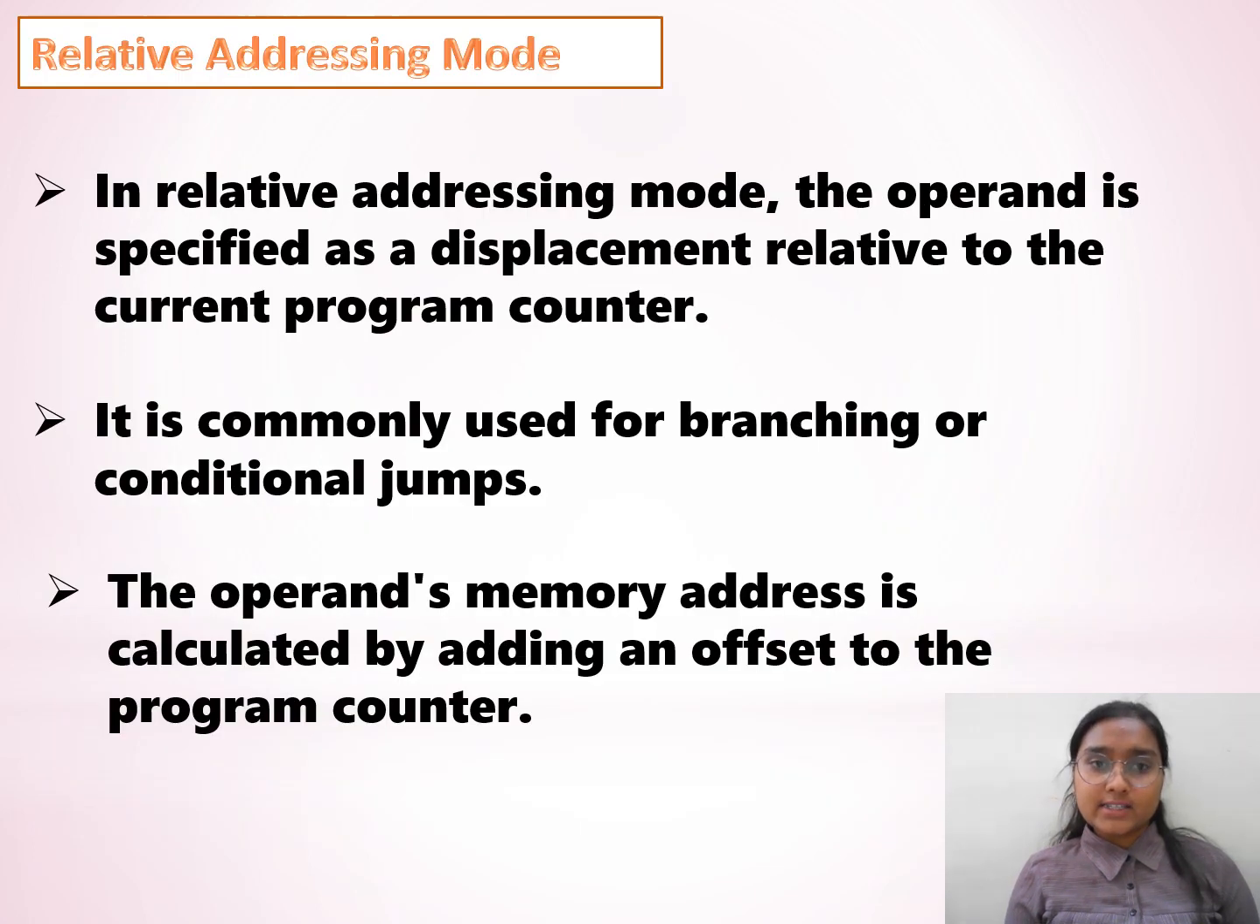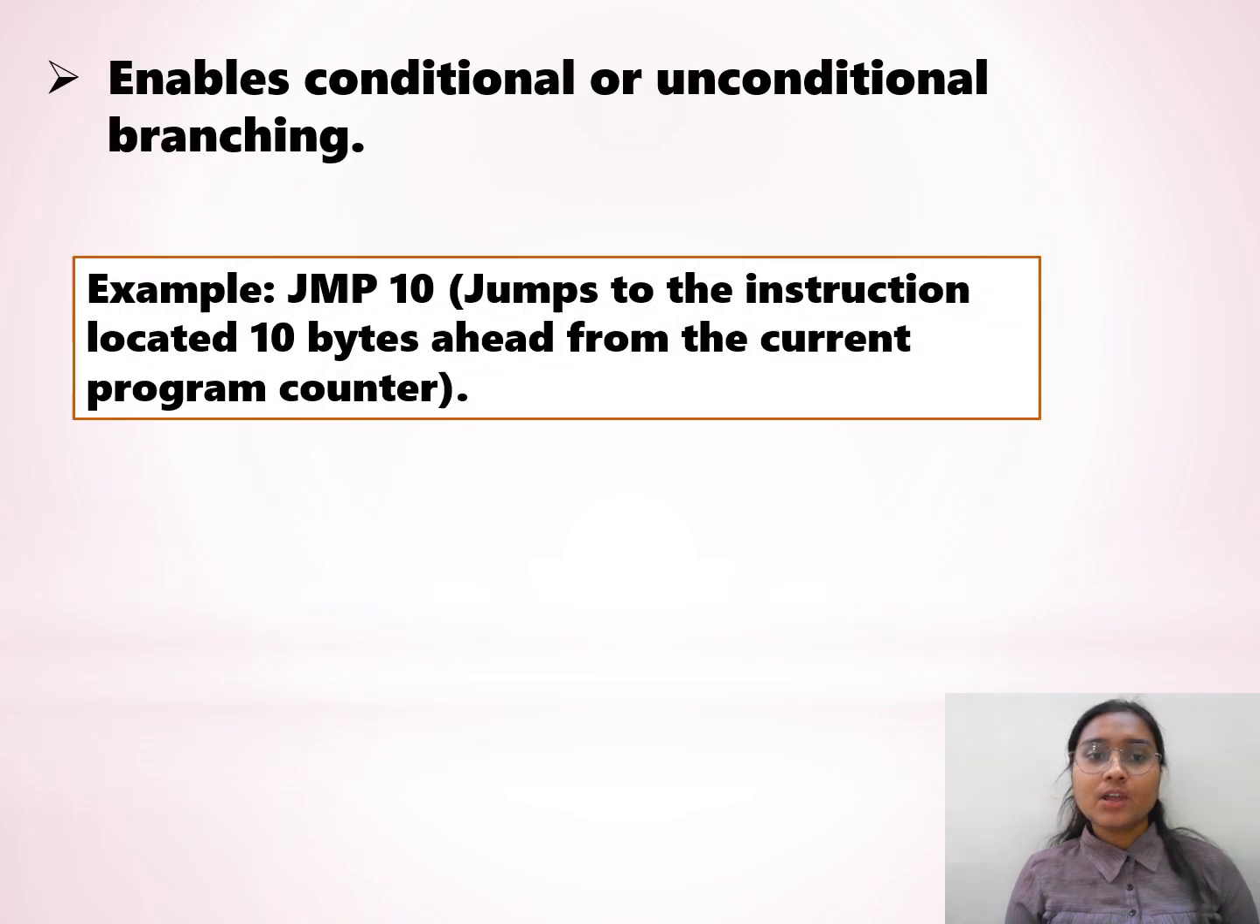Next is relative addressing mode. In the relative addressing mode, the operand is specified as a displacement relative to the current program counter. It is commonly used for branching or conditional jumps. The operand's memory address is calculated by adding an offset to the program counter. It enables conditional or unconditional branching. Example is JMP 10, which jumps to the instruction located 10 bytes ahead from the current program counter.